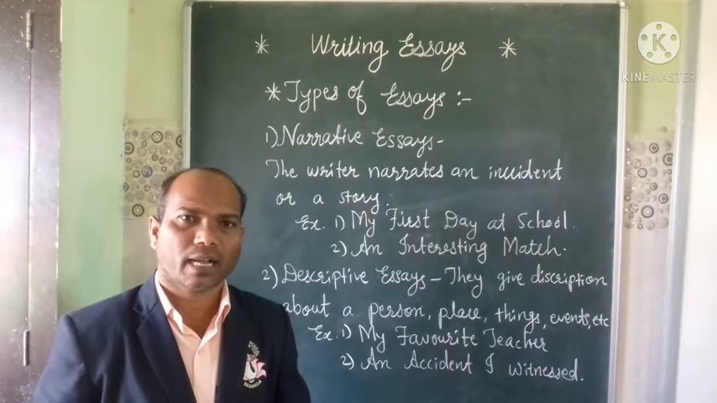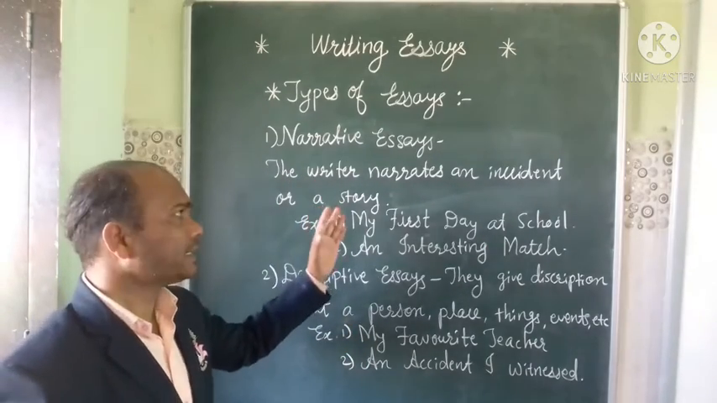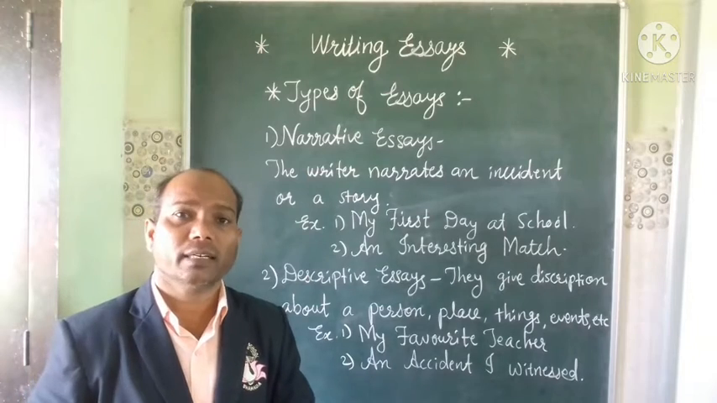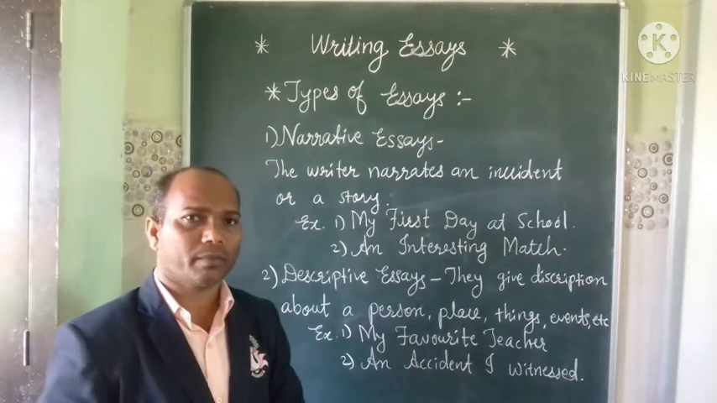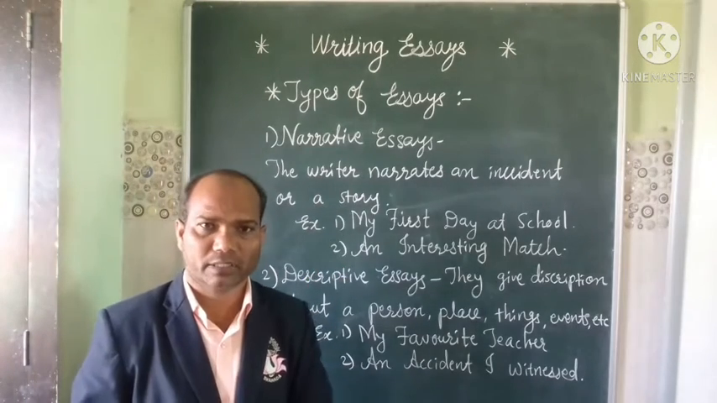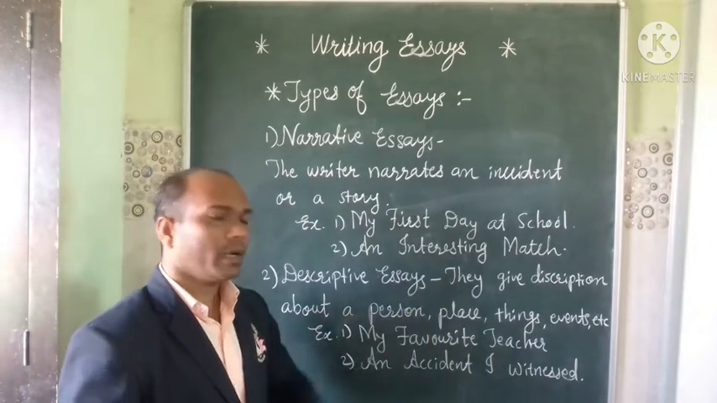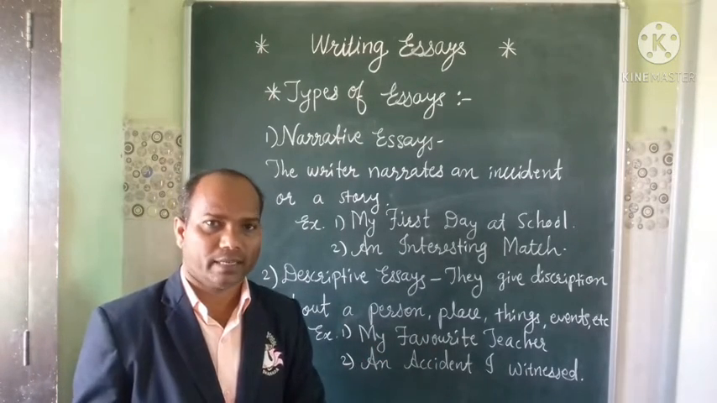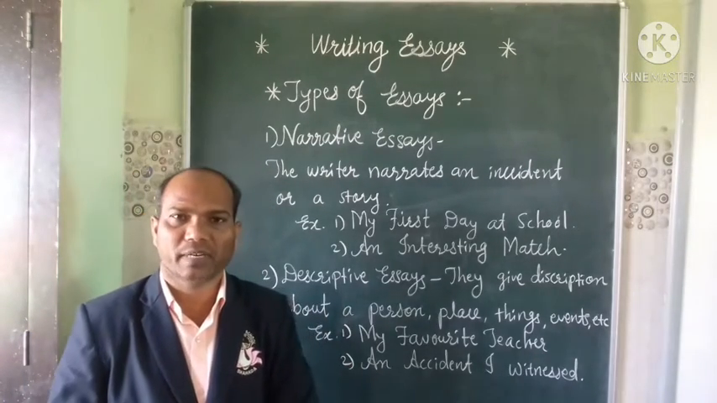Let us understand the first kind of essay, that is narrative essays. The writer in this kind of essay narrates an incident or a story. Here the writer uses the past tense because the event or the incident or the story has already taken place. Example, my first day at school. Second, an interesting match. The next kind of essay is descriptive essays. Here they give a description about a person, place, things, events, even memories, etc. For example, my favorite teacher. Second, an accident which I witnessed.